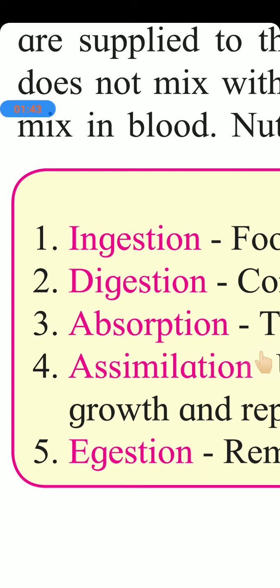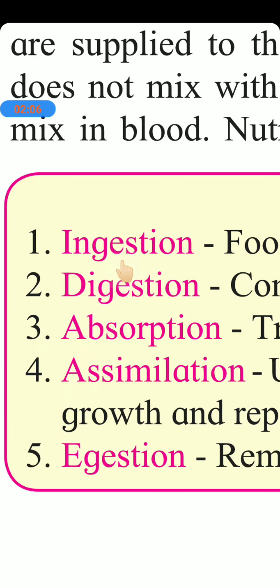from the ingestion to the egestion. These are the 5 steps of nutrition from the ingestion to the egestion. Now we are going to see all these 5 steps in detail.